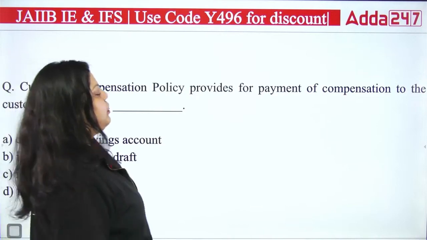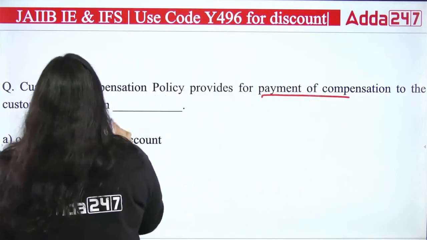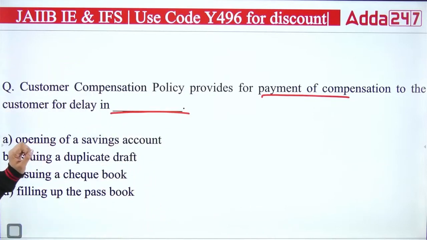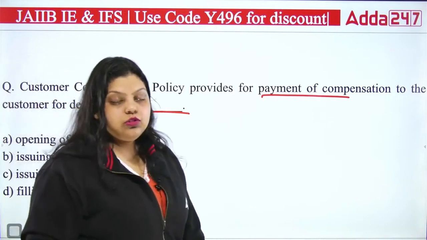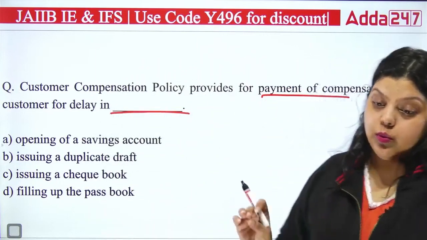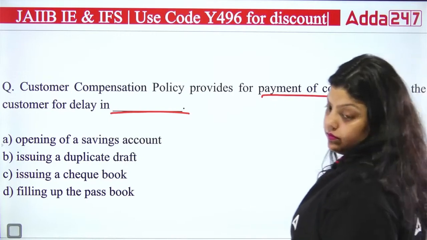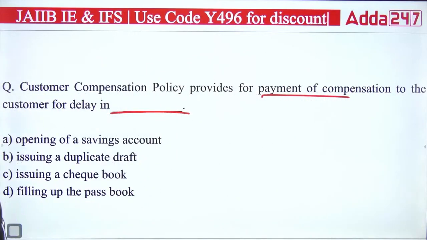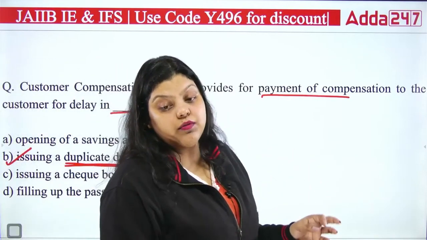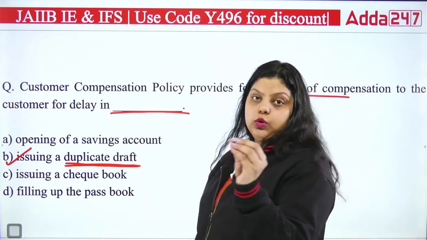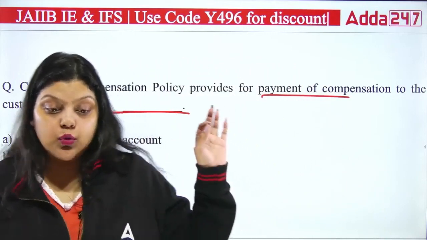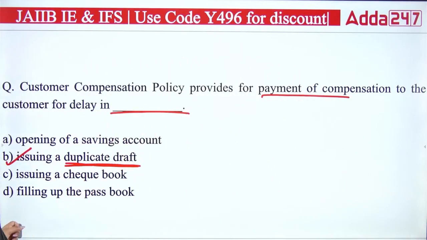Now, the customer compensation policy provides for payment of compensation to the customer for delay in what? For delay in opening of a savings account, issuing a duplicate draft, issuing a checkbook, filling up the passbook. So the customer compensation policy says that you have to pay compensation to the customer if you delay in which of the following services? In case of issuing a duplicate draft, a customer comes to you and asks you to issue a duplicate draft and you take more time than it generally takes, then you have to pay compensation to the customer. So the right answer will be option B.